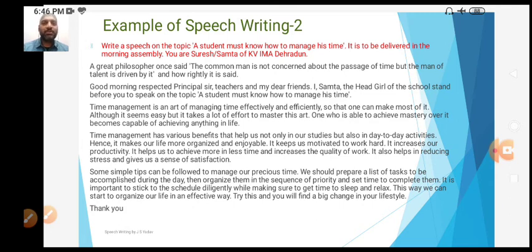Some simple tips can be followed to manage our precious time. We should prepare a list of tasks to be accomplished during the day, then organize them in a sequence of priority and set time to complete them. It is important to stick to the schedule diligently while making sure to get time to sleep and relax. This way, we can start to organize our life in an effective way. Try this and you will find a big change in your lifestyle. Thank you.